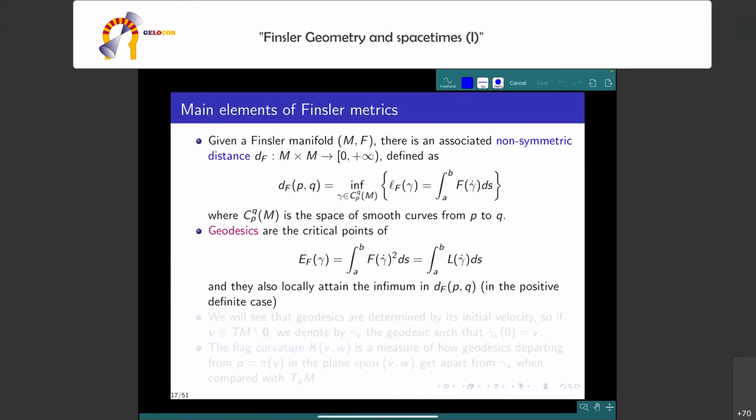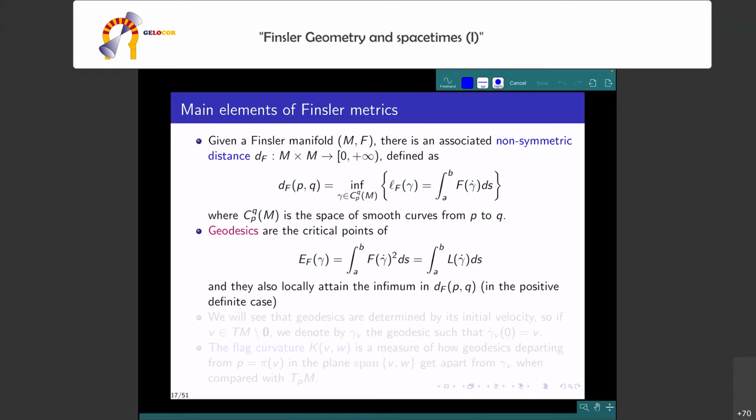Then you can compute the distance. This is very important, because in many applications what you are interested in is the distance, and in searching for the trajectories that attain this distance. Then you can define the geodesics as critical points of the energy functional, but they also locally attain the infimum of the distance, in the positive definite case, of course. In the Lorentzian case, they will maximize the separation or distance.